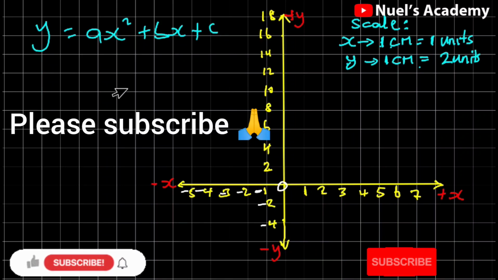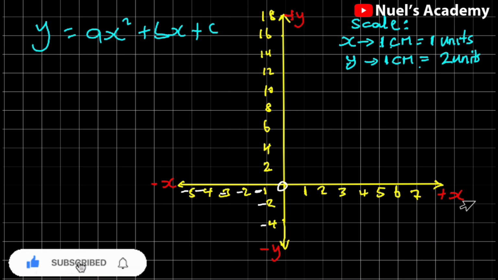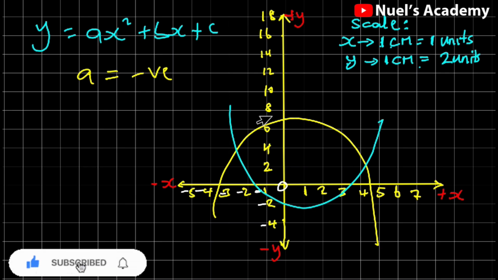In this lesson, we're going to be focusing on graphing quadratic functions. So I want you to know that a quadratic graph either looks this way, that is, the parabola opens downwards when the coefficient of x squared, which is a, is negative, or it opens upwards like this. This will happen when the coefficient of x squared, which is a, is positive.